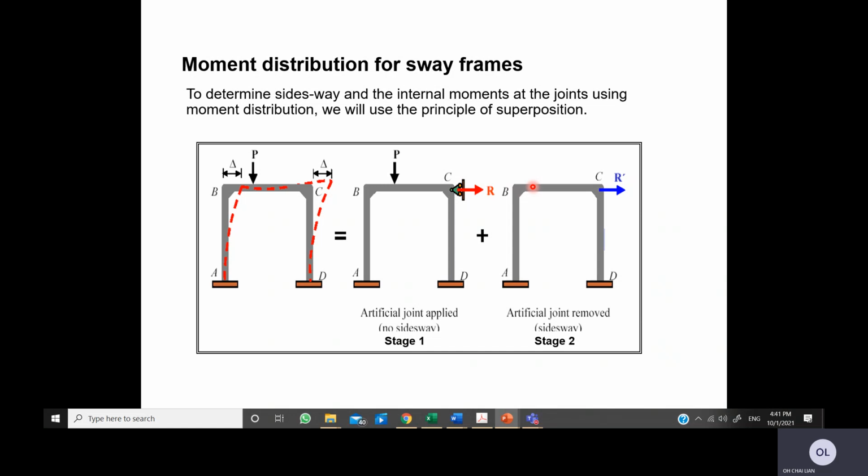It is to be noted that no real load is located for stage 2. In stage 1, the real load is applied to the system, but in stage 2, the real load has been taken out and replaced with this artificial R prime loading at the artificial joint location.